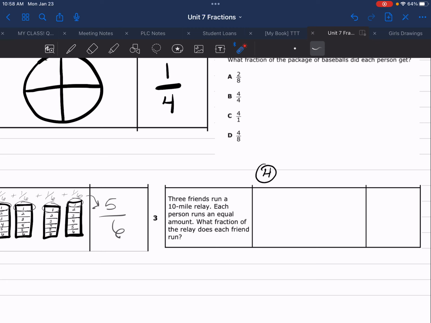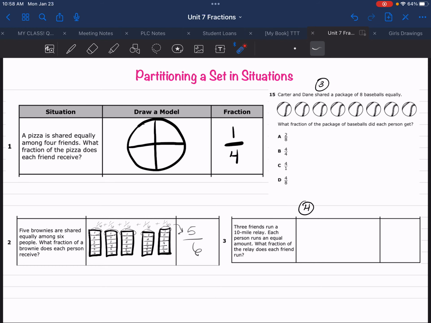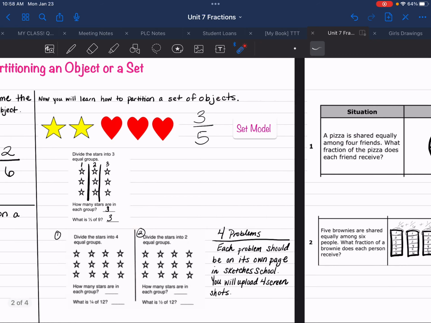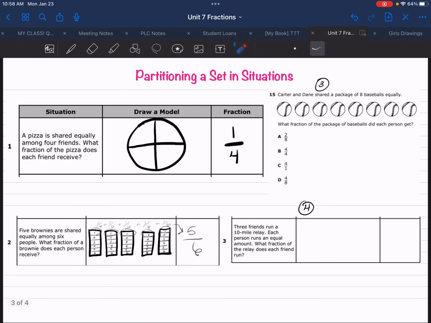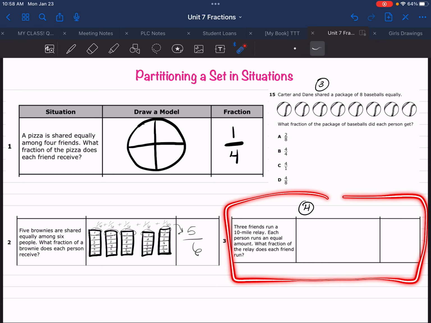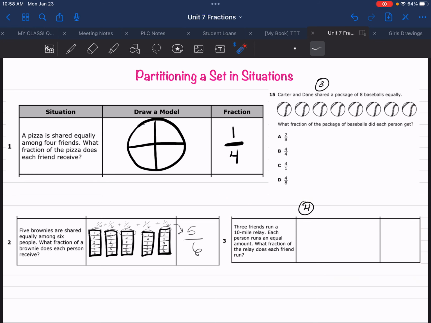Okay, now that you're all done, you're going to make sure that you screenshot each of the 4 problems that you did. So you should have a page for this problem, a page for this problem, a page for this problem, and a page for this problem. And you are going to screenshot each one and upload it to Canvas. Good job.